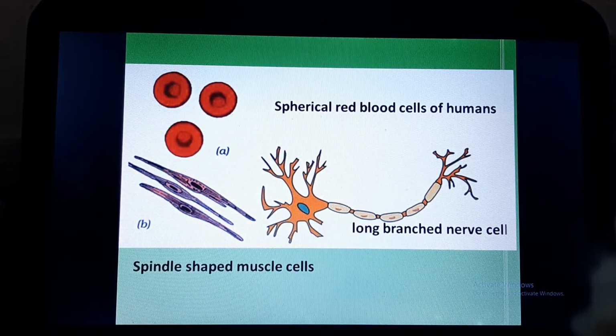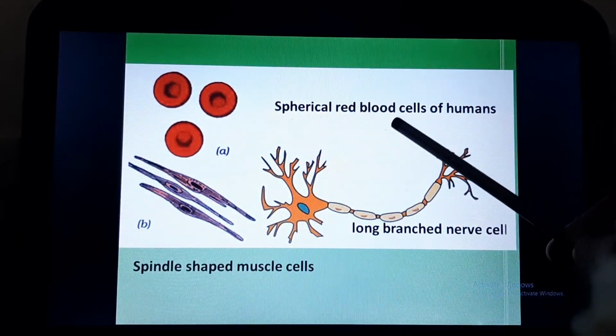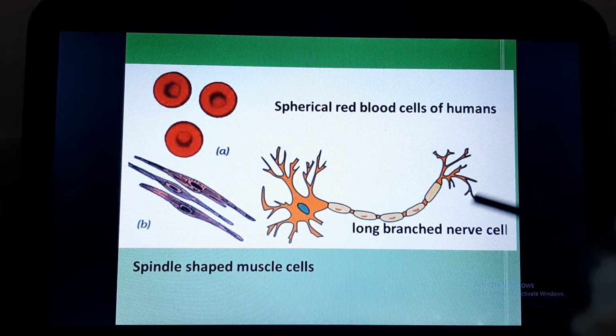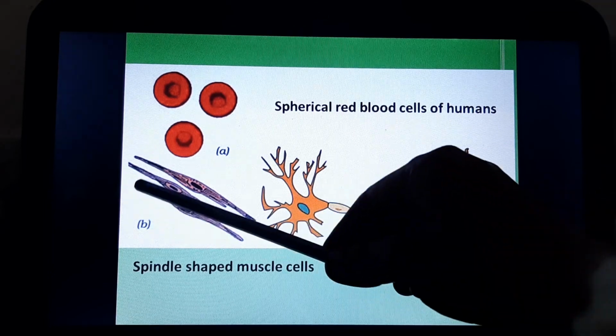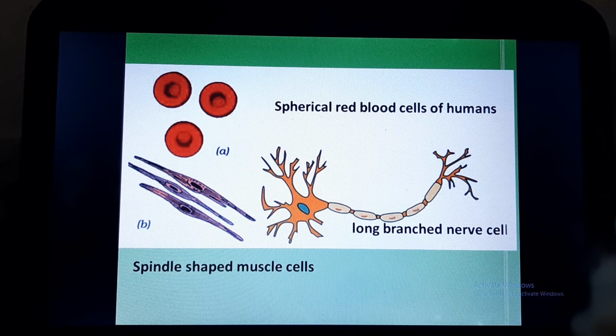So here in this picture you can see these are RBCs or red blood cells, which are spherical. Here you can see this is a long branched nerve cell, and this is a spindle shape. This is elongated and pointed at both the ends, so it is a spindle shaped muscle cell. So here you can see that the shape of cells varies within the human being. Similarly, in all organisms the shape and size of the cell vary according to their function and location.